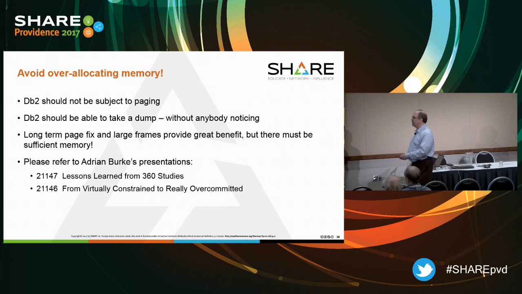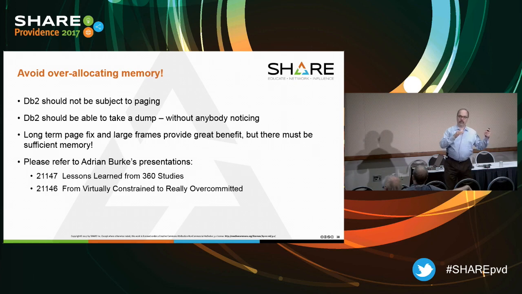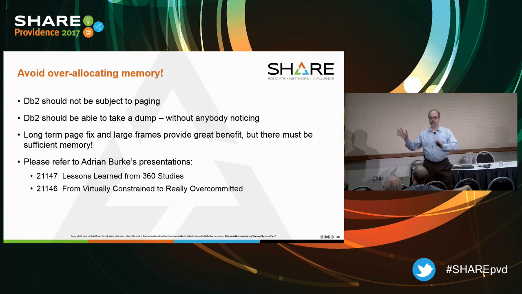So there's lots of information about all of these things in the lessons learned from 360 studies, that was Monday afternoon, and from virtually constrained to really overcommitted, which is a whole discussion specifically about going from virtual storage constraint to real storage constraint, right? Because for the most part, we're not virtual storage constrained, right? For the most part, right? Most of our thread storage is now above the bar.